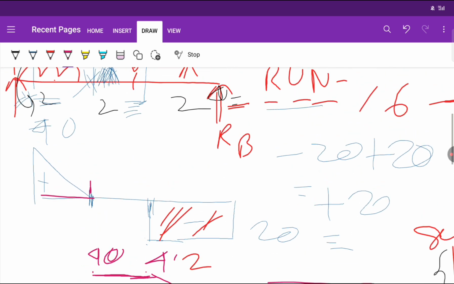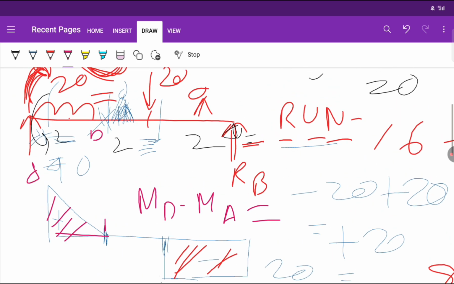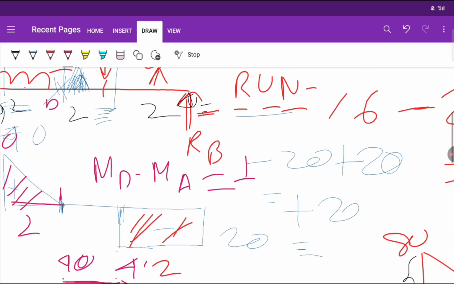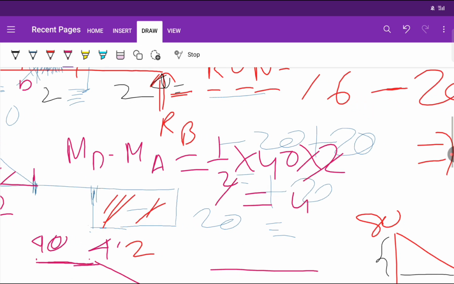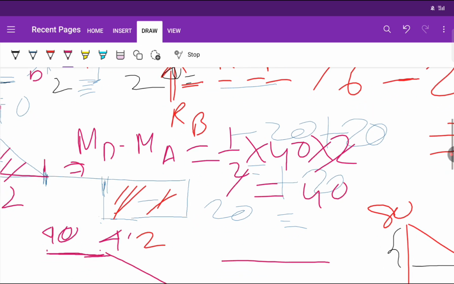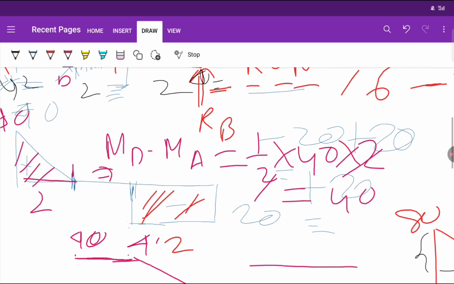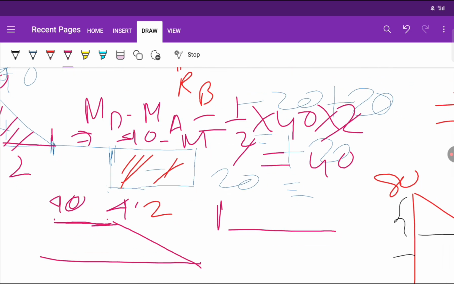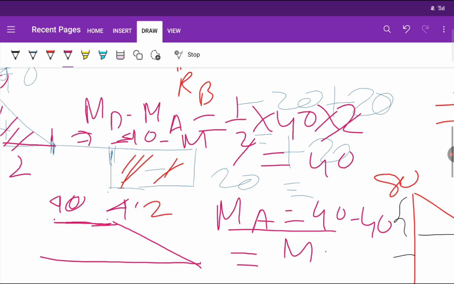So here this is MD, right? So MD minus MA equals the shear force diagram area. This is our 40, and this is 2. So half into 40 into 2, right? Here the 2 cancels, so we have 40. We need to find the MA value. Available MD is 40, so 40 minus MA equals 40, so the value of MA is equal to 0.